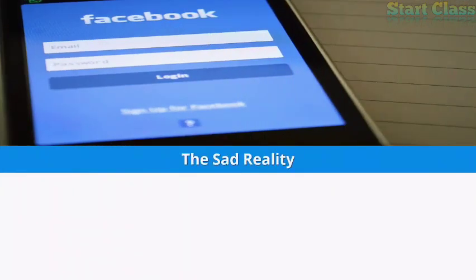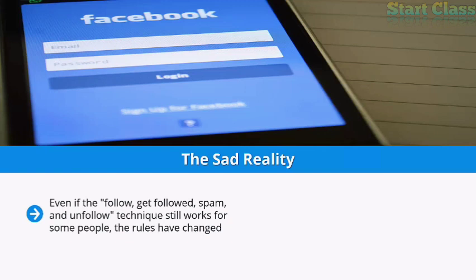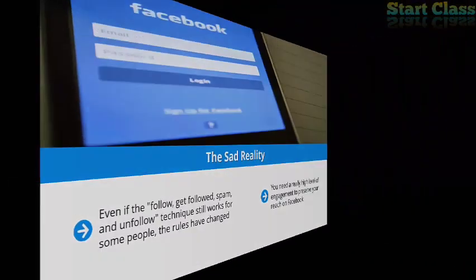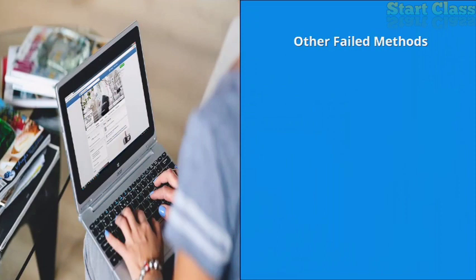The sad reality, even if the follow, get followed, spam, and unfollow technique still works for some people, the rules have changed. Social media platforms will reward or punish you based on engagement. If you want an extreme example of this, just look at Facebook. Facebook used to be a traffic gold mine. Not anymore. You need a really high level of engagement to preserve your reach on Facebook. If you get normal levels of engagement, good luck. That's how bad things are. And that's why I need to take this time to spell out why this classic social media marketing no longer works. Other failed methods.